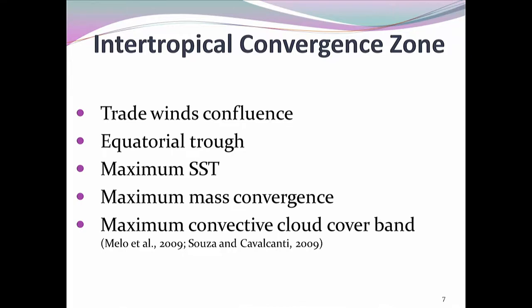Some variables define the ITCZ. The first one is the trade wind confluence. The second is the equatorial trough. The ITCZ is related to the maximum SST region, to the maximum mass convergence, and the maximum convective cloud cover band. All these variables can define the ITCZ. However, they are not located at the same latitude.